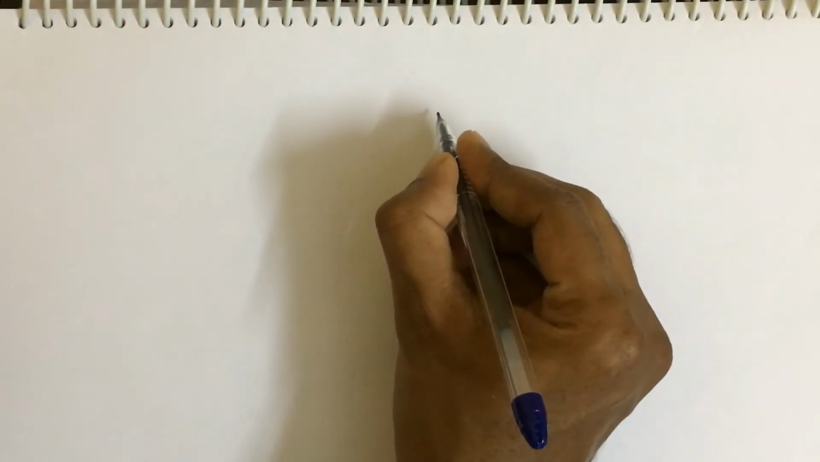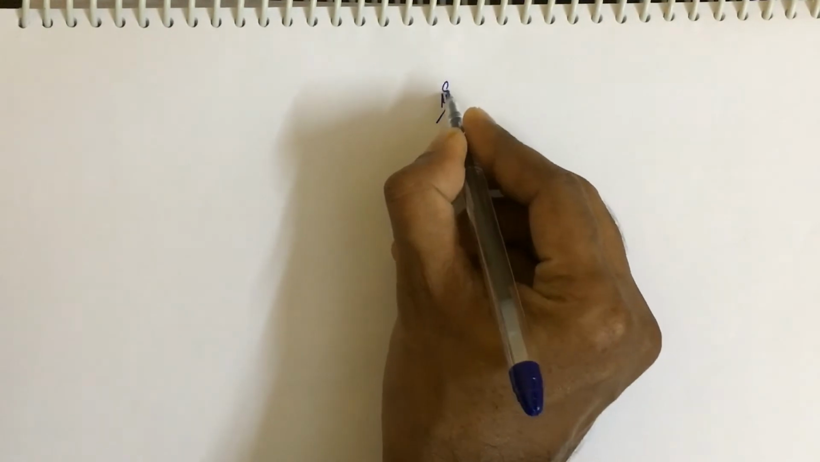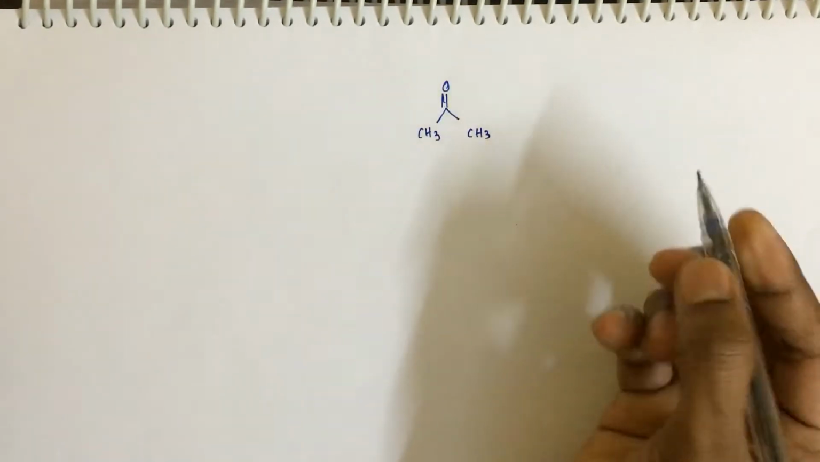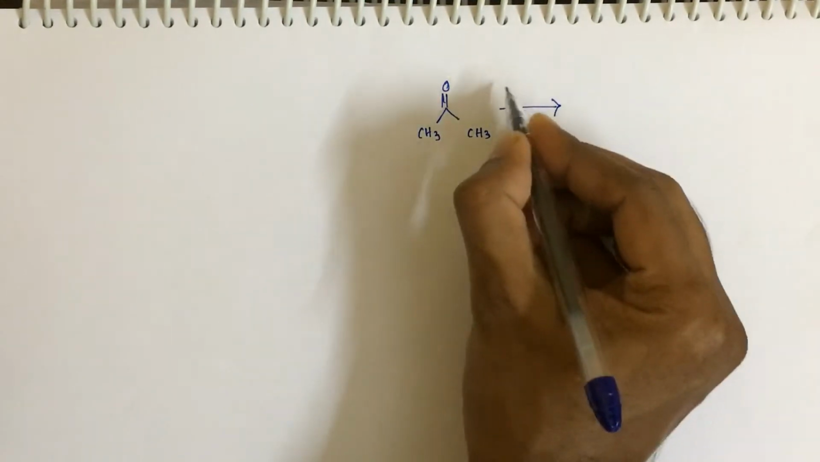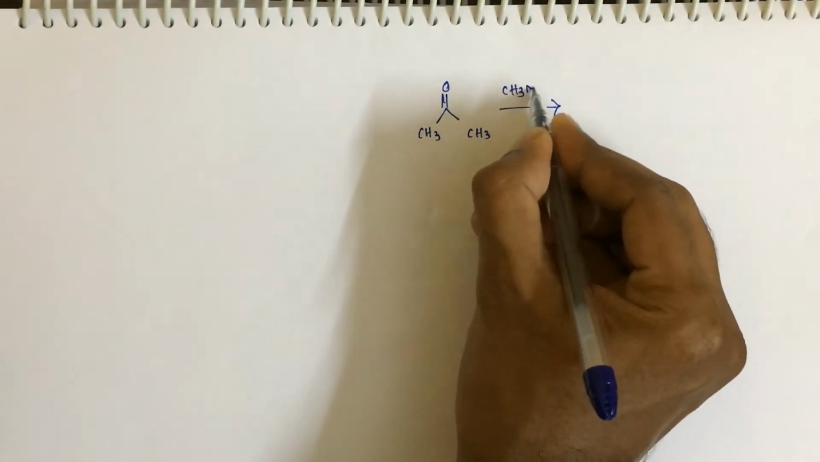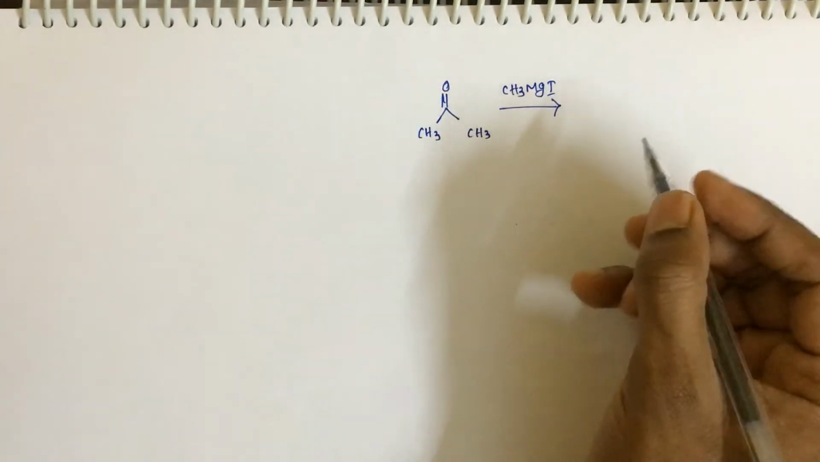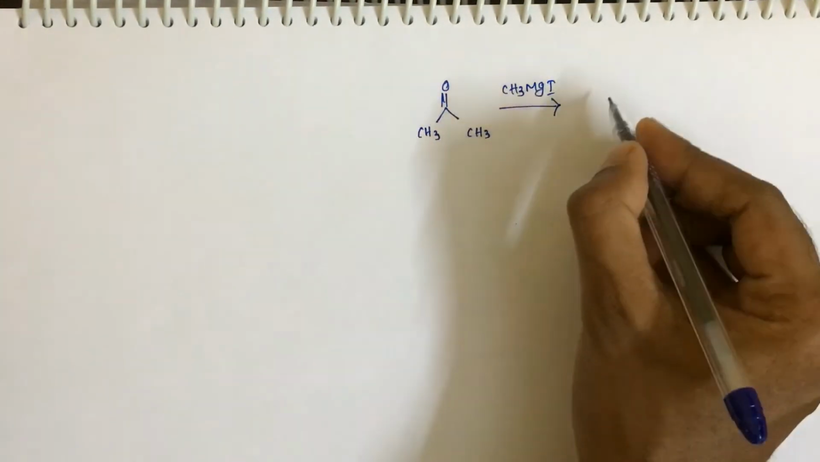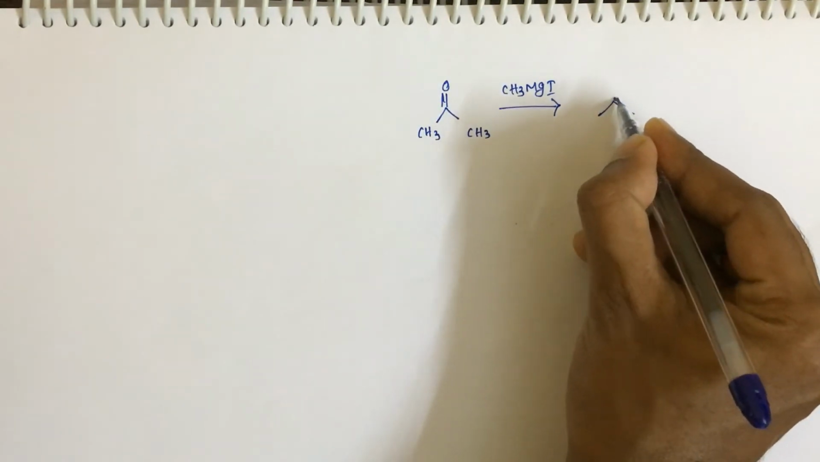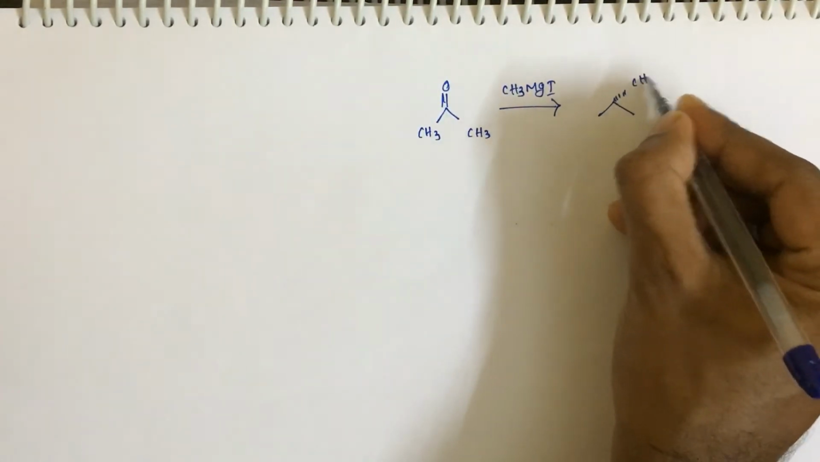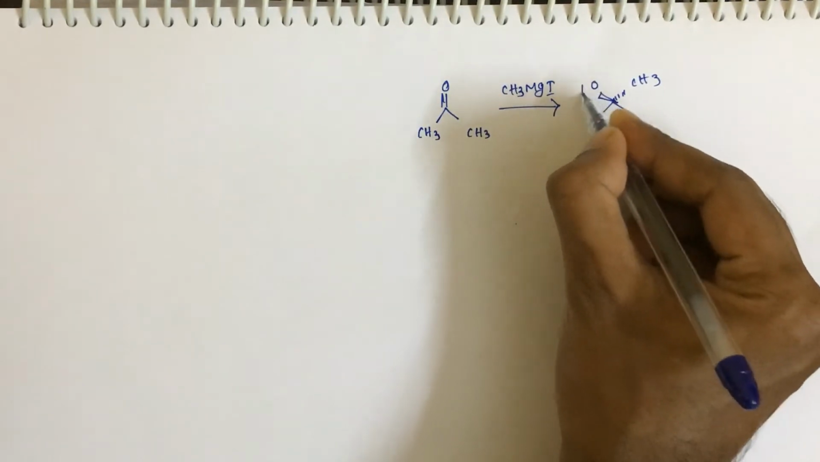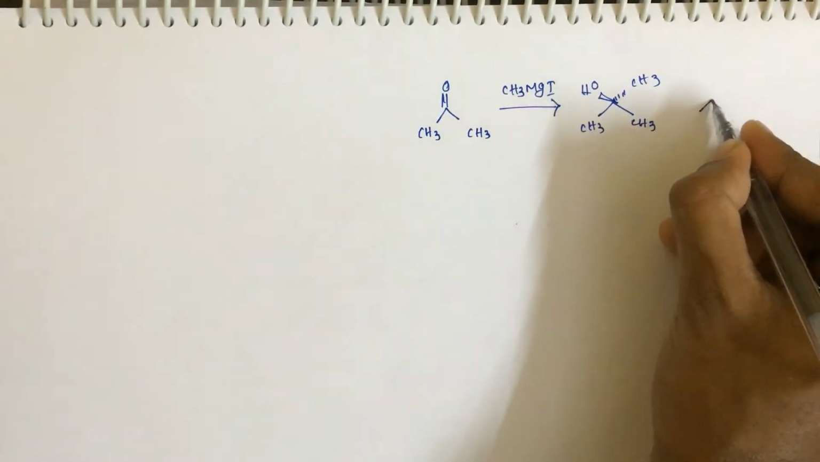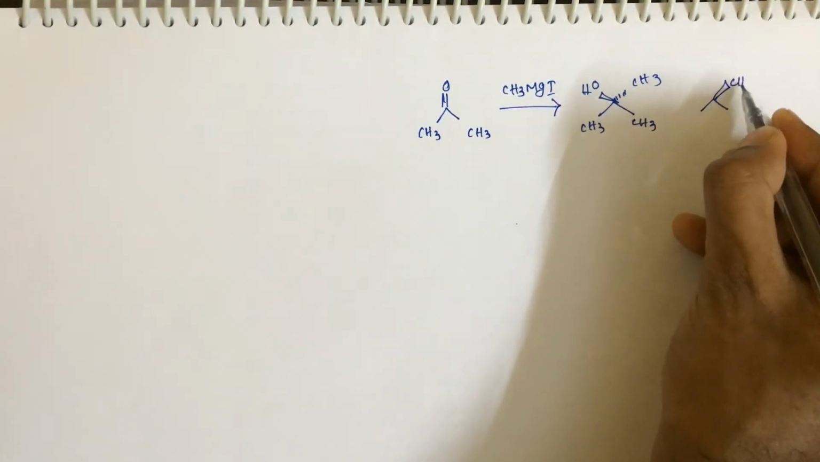So here we have acetone. Now we are doing a Grignard reaction. So here two possibilities are there. The methyl group can go from above the plane or below the plane. Okay, one product is where the methyl group went below the plane. So another product, in that case, methyl is above the plane.